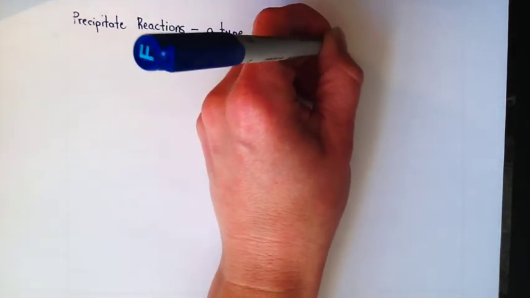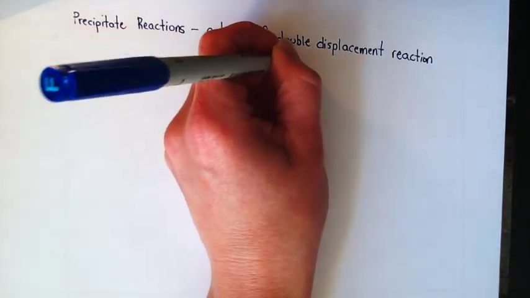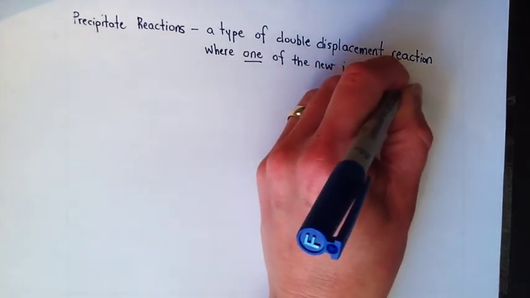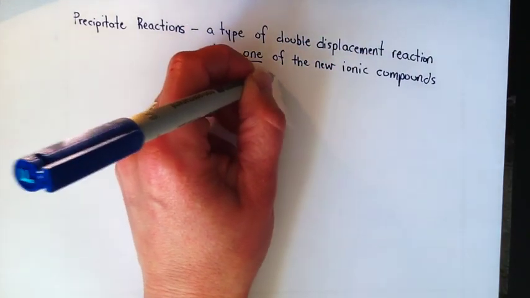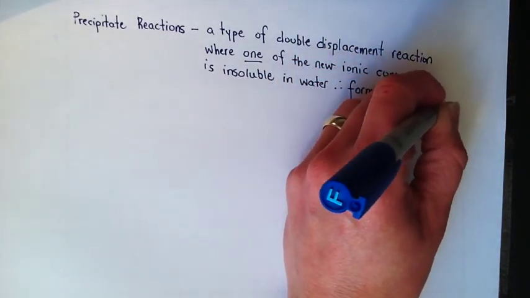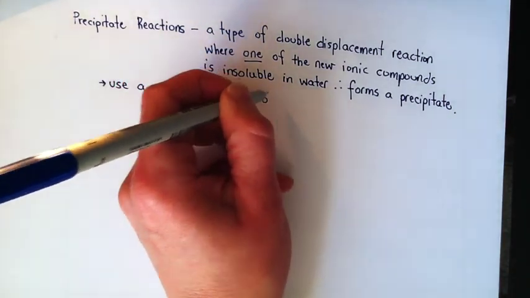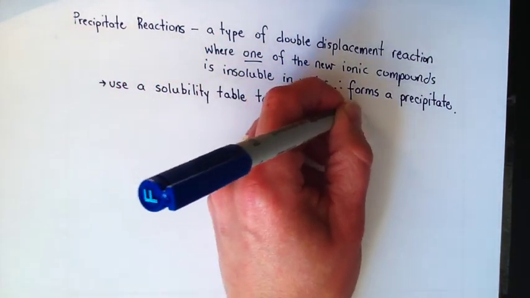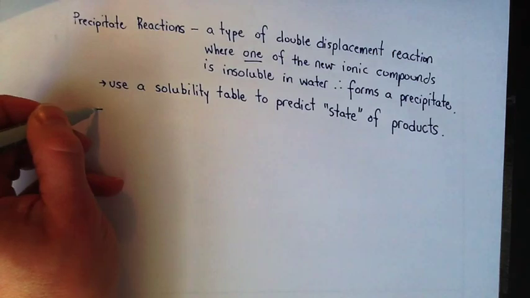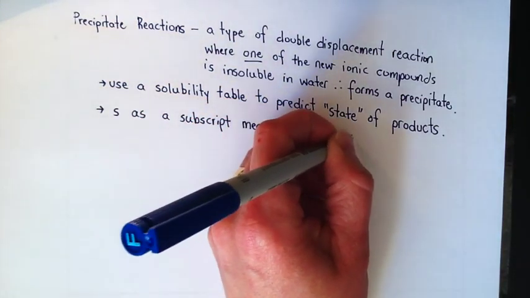Precipitate reactions. A special type of double displacement reaction where one of the products is an insoluble ionic compound in water, therefore forming a precipitate. We will need to use a solubility table to determine which product is insoluble. The subscript S is used to represent the precipitate, whereas AQ represents the ionic compound that dissolves in the water.